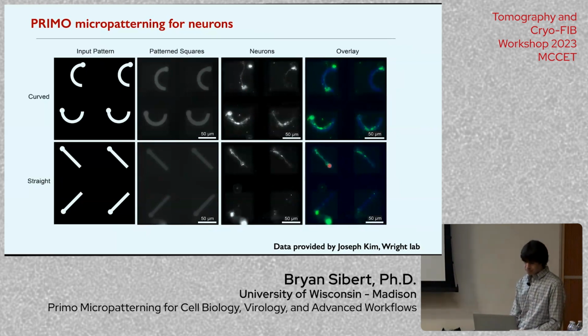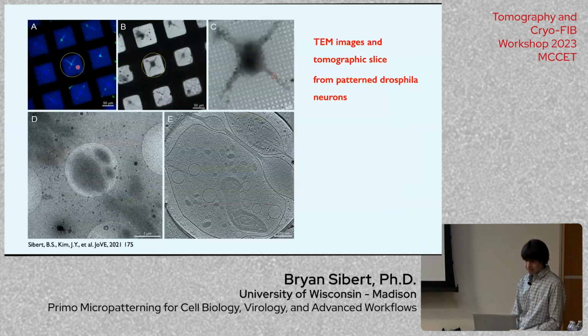And so this is just another example where he's used an X pattern here. So you have cell bodies in the middle, neurite growth extending out. And this is a tomographic slice showing that everything that you expect to be there is there. You know, we have microtubules, we have mitochondria, everything's well vitrified. So the micropatterning seems to be supporting normal cell growth and is not inhibiting freezing or any downstream processes.